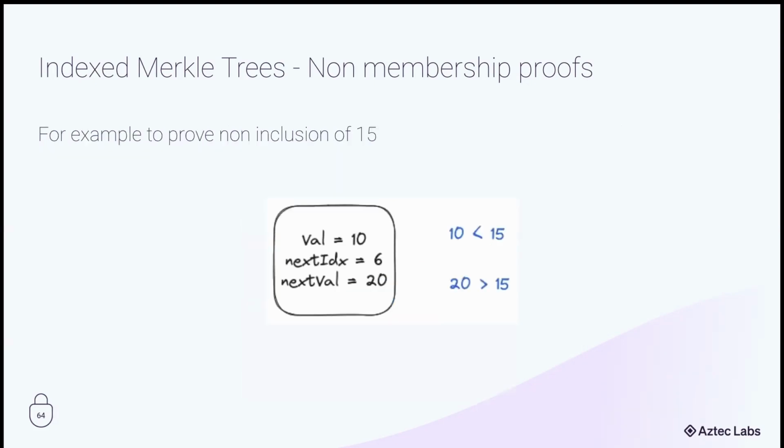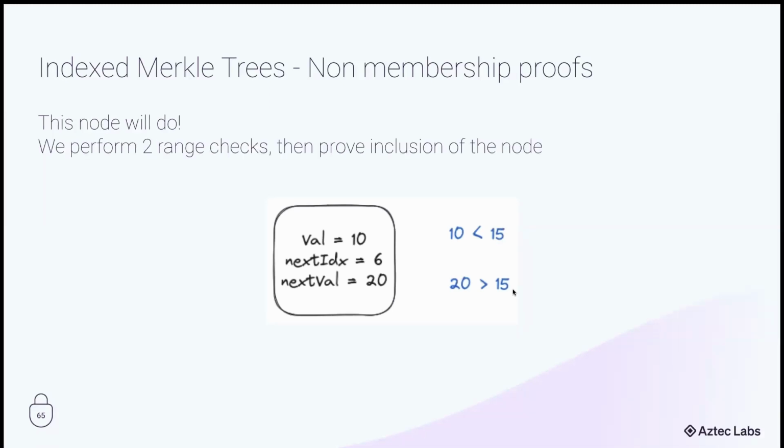So the idea is, if we wanted to prove non-inclusion of 15 in this case, our current value was 10. So 10 should be less than the value we're trying to prove is not there, and the next value should be larger. And 15 is more than 10. It's less than 20. We're all good. In this case, we could insert it, and yeah, we're doing this through 2 range checks then, to prove this inclusion and the Merkle path.